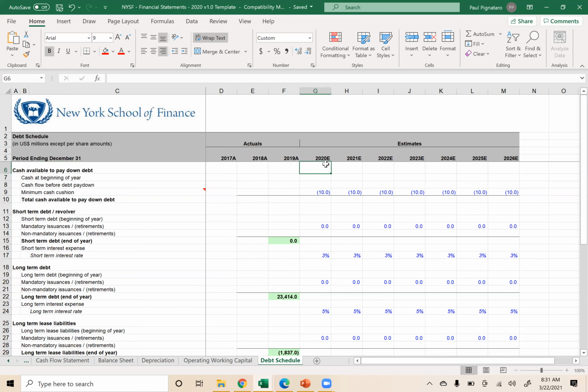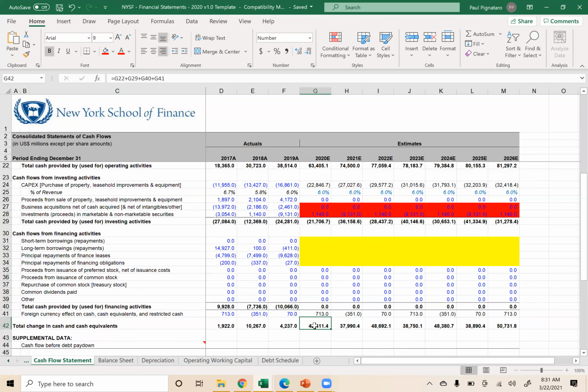Why? Well, if you look at the cash flow statement, this change in cash equivalents, $42 billion. This is how much cash we've made in 2020, or we project to make in 2020. Now, if we say, okay, I can use $42 billion to pay down debt, that's not necessarily true. Why? Because this number, look at the total formula, includes the debt pay down.